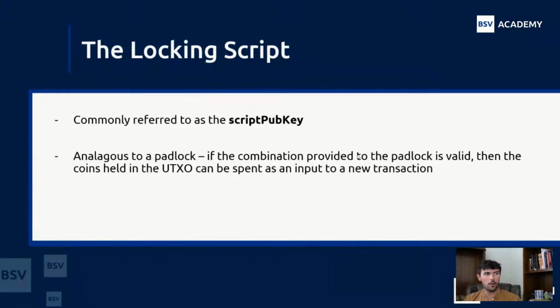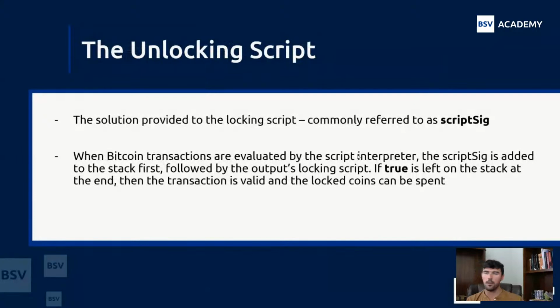So let's break these down into two components. The locking script is commonly referred to in most of the programming libraries that you see as script pub key. And the reason for this is that, as we mentioned at the beginning, the standard transaction type is paying to a public key. Well, in a standard transaction, the locking script is basically an equation involving the public key. And what we are saying is that that's the padlock. So the analogy here would be some kind of padlock where if the combination is provided to script pub key and it's correct, then the coins in the UTXO can be spent.